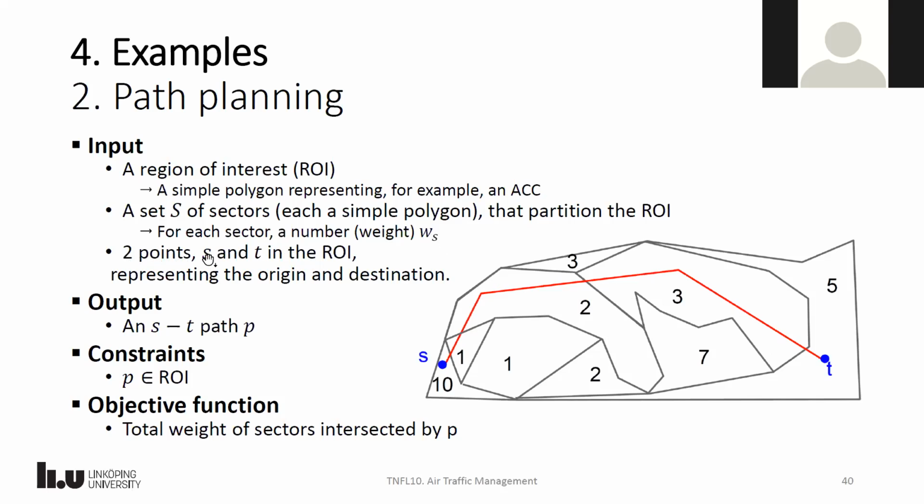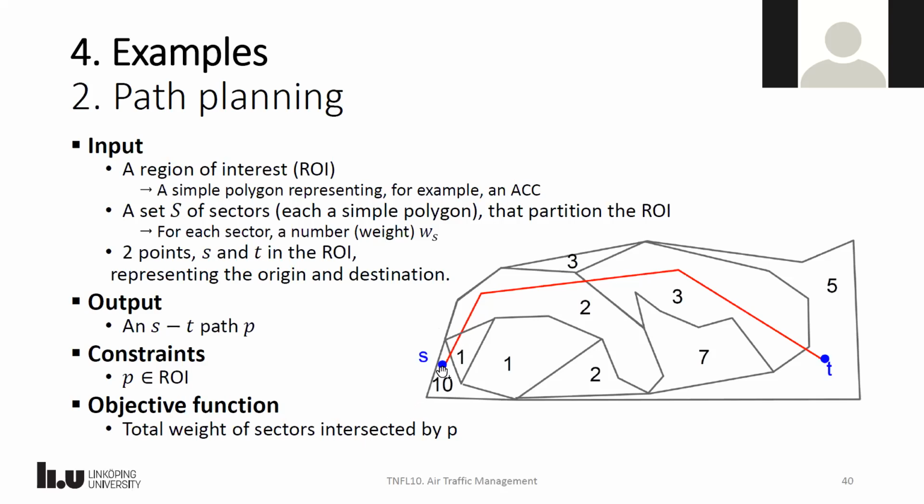We have 2 points, s and t, in the region of interest, that represent the origin and the destination of the path. The output would be a path that goes from s to t, the path that we have named P, and this is this one over here. The constraints are that the path must remain within the region of interest, and the objective function is the total weight of sectors intersected by the path. So the objective of the problem is to minimize the total weight of sectors intersected by the path.